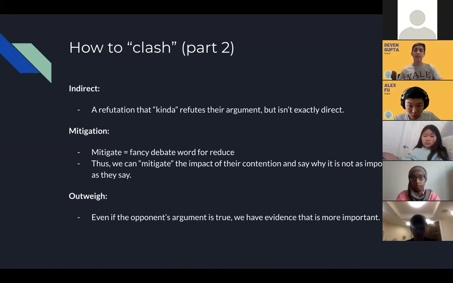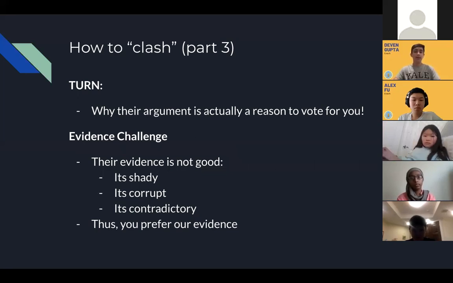Second, you can outweigh. Even if the opponent's argument is true, we have evidence that is more important. We have a different lecture later on of how you weigh and how you do impact calculus, and it's a very fun lesson, so you can stick around for that. But what you need to know now is weighing and outweighing in itself is basically saying why your impacts or why your claim is more important than the other person's claim. So even if their claim is still true, why is it more important that we achieve our part of our speech?